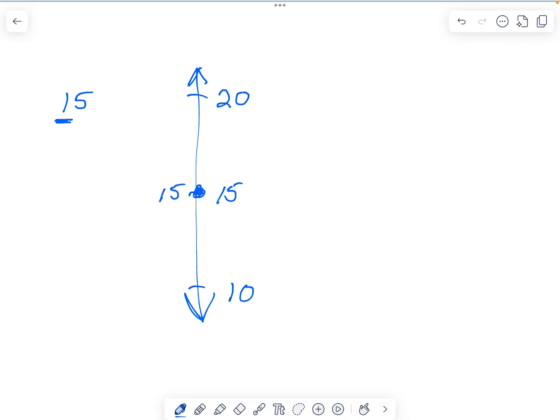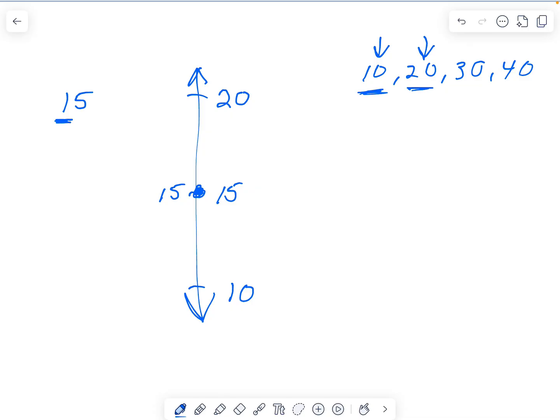It must round either to 10 or to 20. It cannot round to 15 because 15 is not a multiple of 10. The multiples of 10, again, are 10, 20, 30, 40, etc. And here we have 10 and 20. It must round either to 10 or to 20. It cannot round to 15. 15 is not closer to 10 or closer to 20. It's right between the two of them.